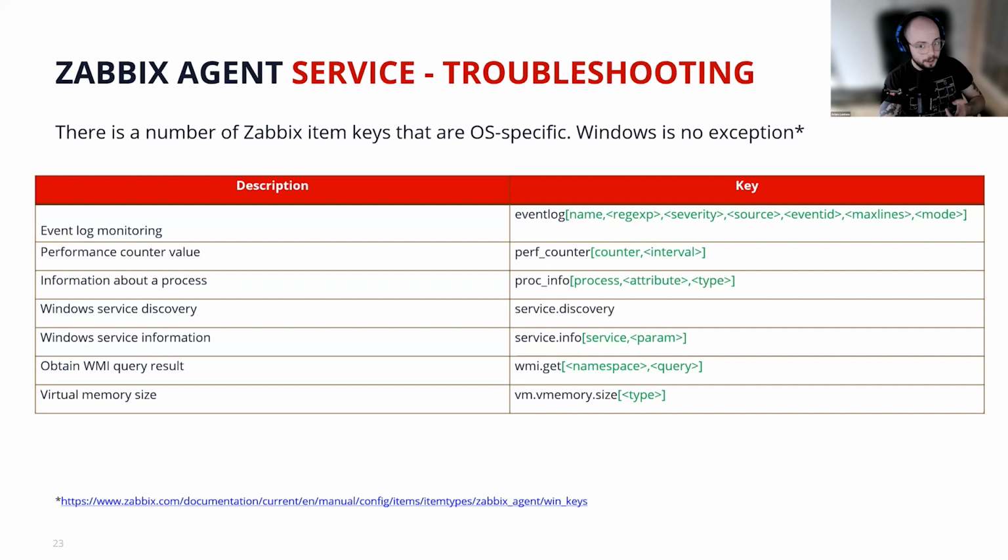We have performance counter keys, keys that can collect performance counter values. We have an item key that can collect information about a process. We can discover and monitor Windows services. We can obtain WMI query results, right, with WMI get, and we can monitor virtual memory size. And there are a bunch more, but these are general ones. Most of them use Windows features, are related to Windows, and can be extremely useful.